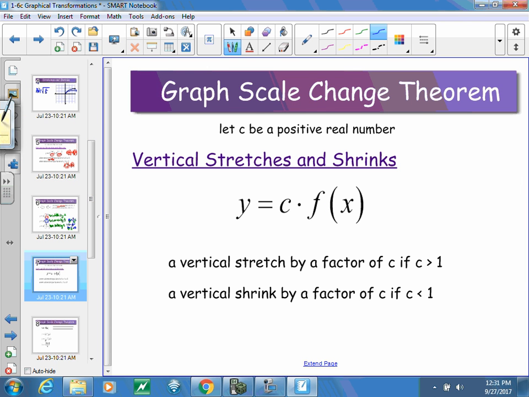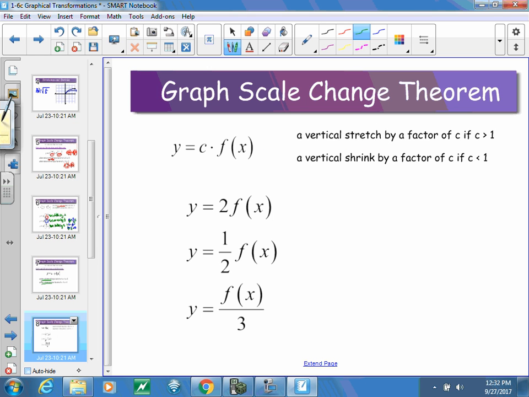Alright, so now what about vertical stretches and shrinks? Well, vertical stretches and shrinks are going to be the outside change taking place. If C is greater than 1, we will do a vertical stretch. If C is less than 1, and I should say also greater than 0, we're going to be working with a vertical shrink. So to kind of look at some examples right here, notice that all of these values here are outside of your function. It's not taking place inside the function, it's all outside.